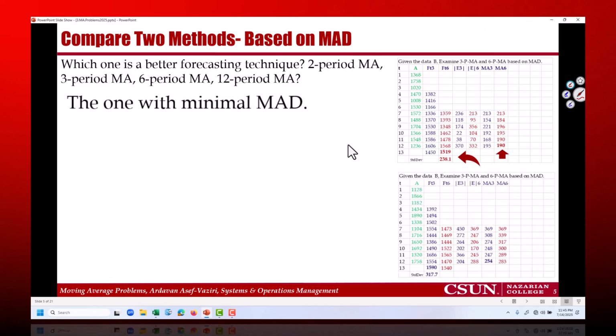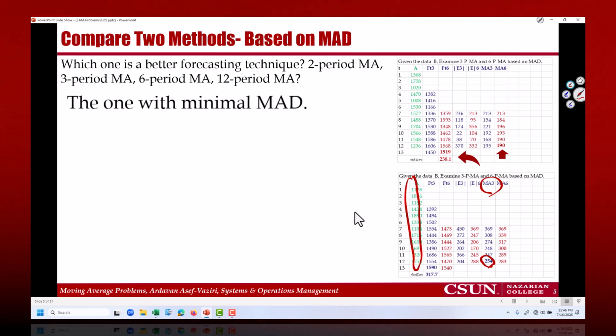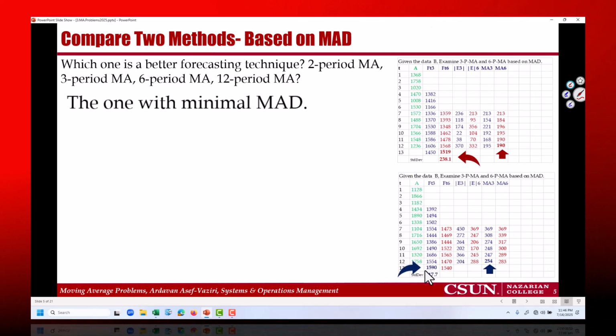For this set of data, if we go through the same computations, we see that this one is smaller. So 3-period moving average is better for this specific set of data. And this is my forecast for next period. And this is the standard deviation of my forecast for next period, which is 1.25 times this.